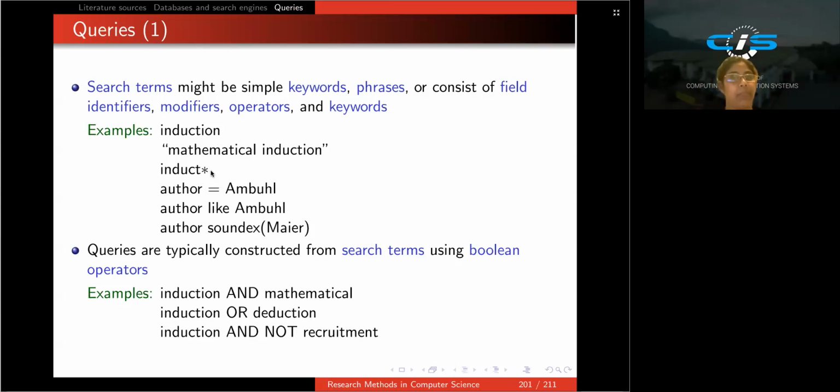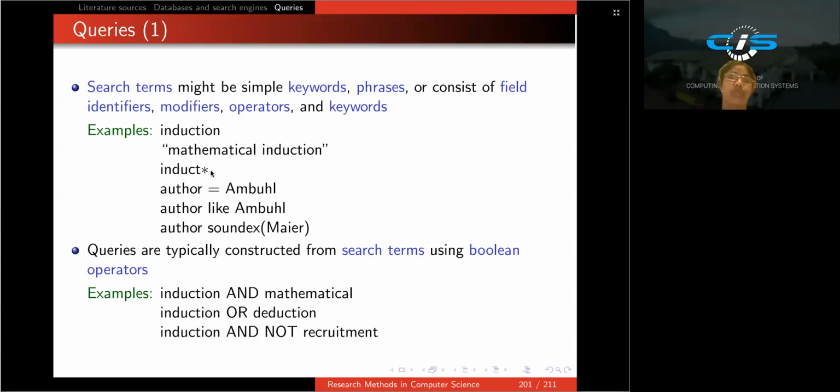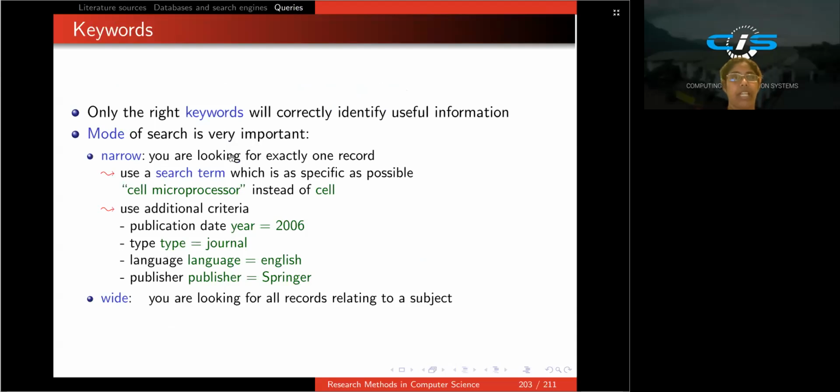The queries are typically constructed from search terms using Boolean operations such as AND, OR, and NOT. Likewise, using operators you can query and get more details. Only the right keywords will correctly identify the useful information. So the mode of search is very important.